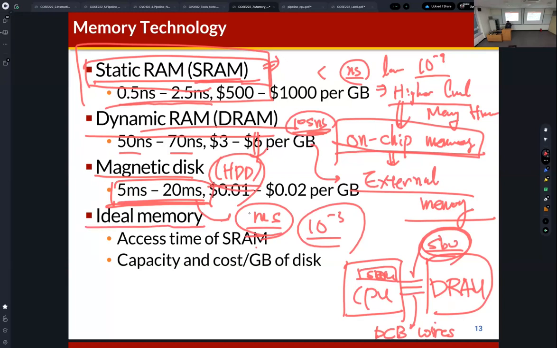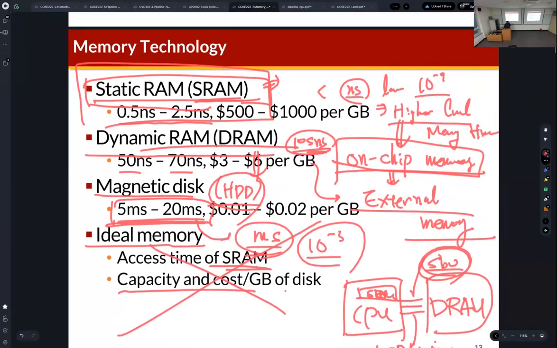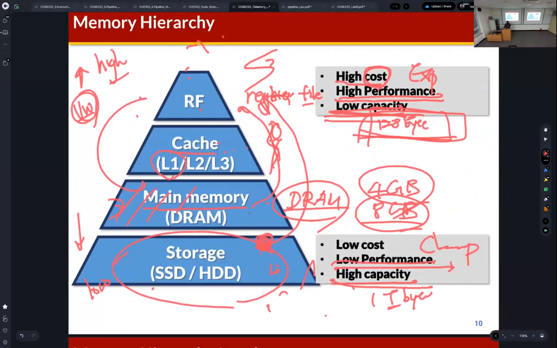As I mentioned, what is the ideal memory? The access time of SRAM, which is fast, with the capacity and cost of a magnetic disk. But we do not have an ideal memory, this is just a fantasy. So the different levels of the memory hierarchy use different memory technologies.